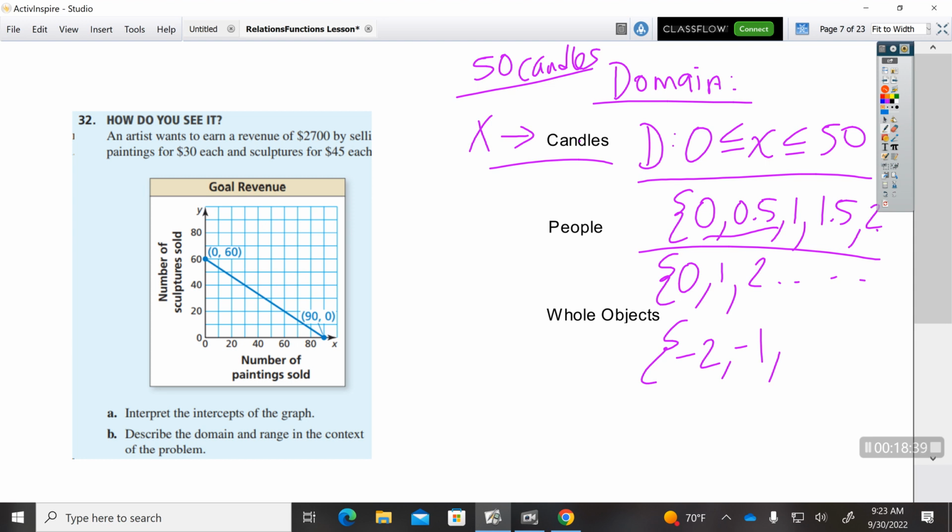Now let's analyze this graph over here. Okay? What's the furthest? Let's do domain first. What's the furthest x value that's reached? 90. See how 90 is the x value there? You with me? What's the smallest x value you have? 0. So the domain is from 0 to 90. You with me so far?